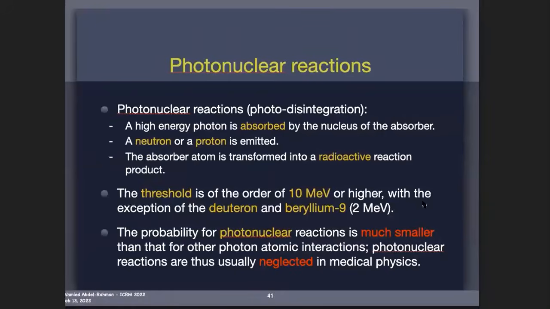Photonuclear interactions, that's the last one probably that I'll talk about, sometimes called photodisintegration. The photon interacts with the nucleus directly, and resulting from that interaction will be an emission of a neutron or a proton. And the atom is then transformed into a radioactive material. Usually it has a threshold of the order of 10 MeV or higher. But in general, the probability of photonuclear reactions is much smaller than that for other atomic interactions.